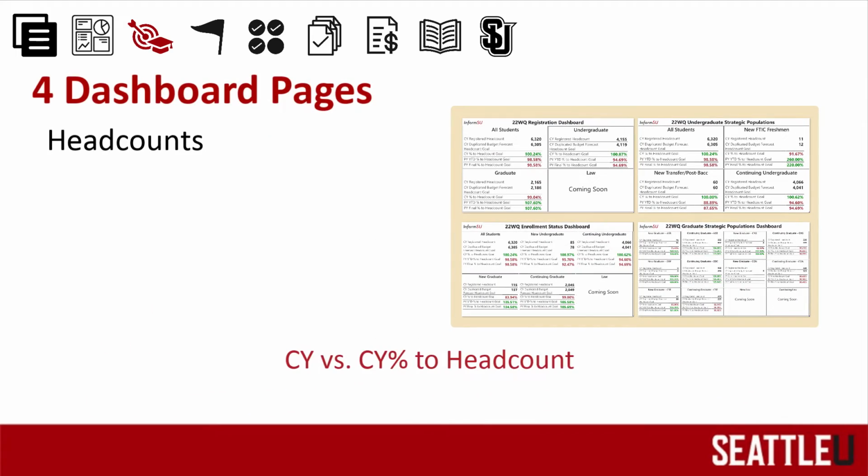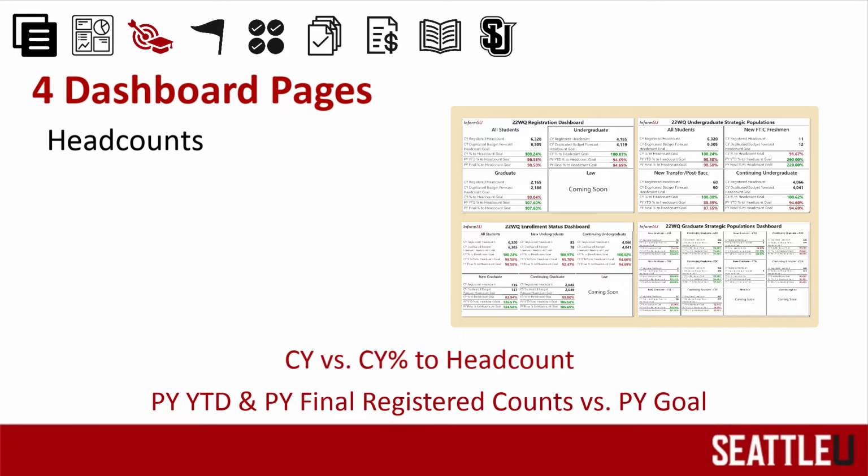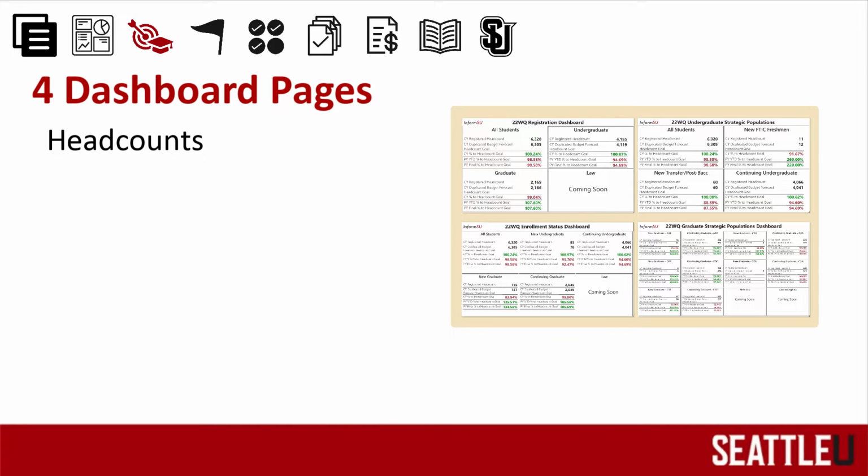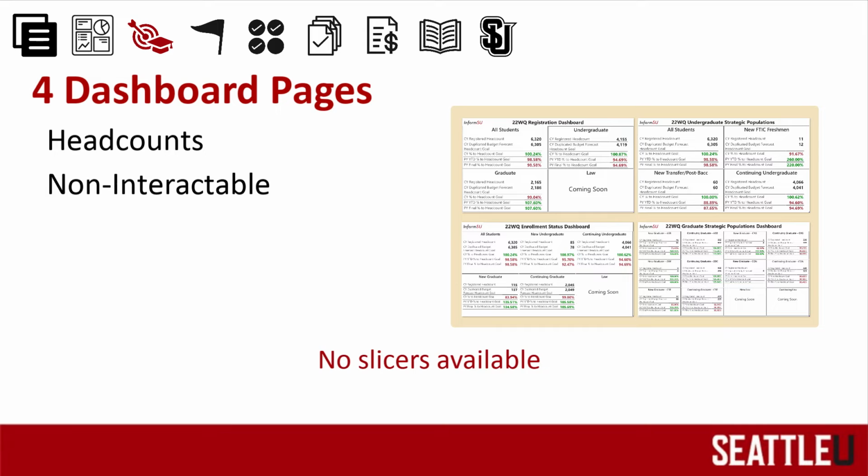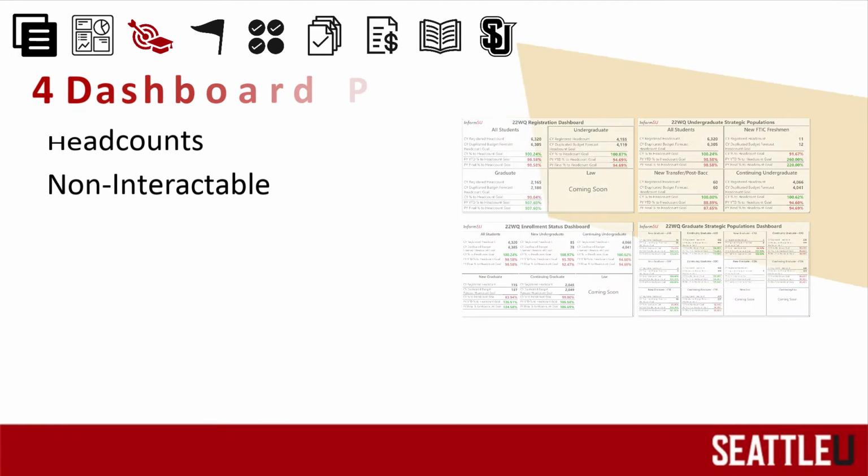The current year registered headcount is compared to the current year goal in the current year percentage to headcount goal. The previous year, year-to-date, and the previous year final registered counts are also compared to the previous year's goal to give an indication of the registration trend from the current date to the date of the 10th day census. There are no slicers on either of these dashboard pages.